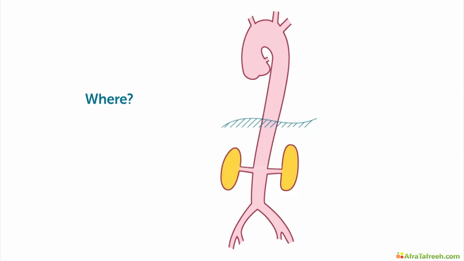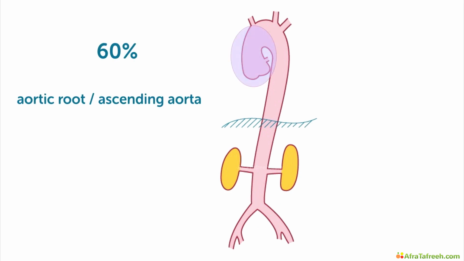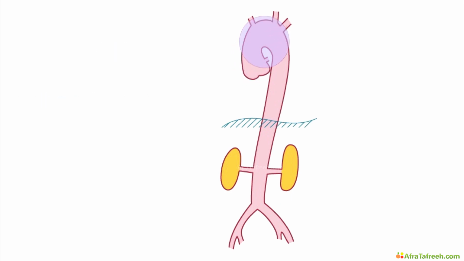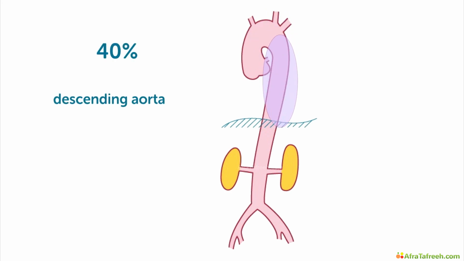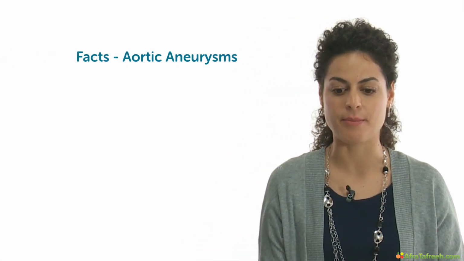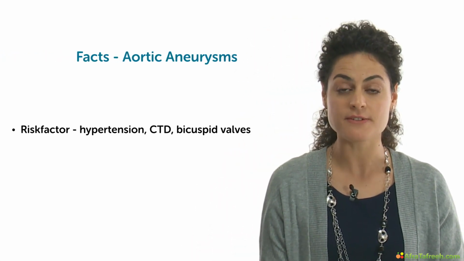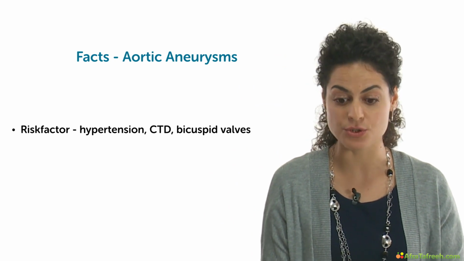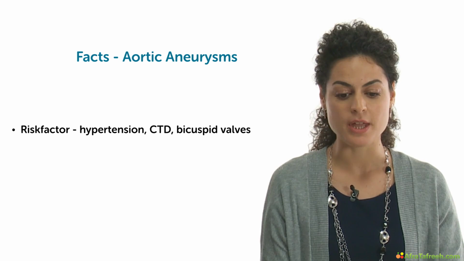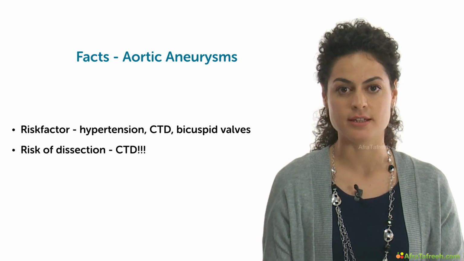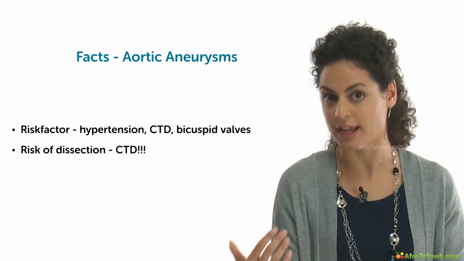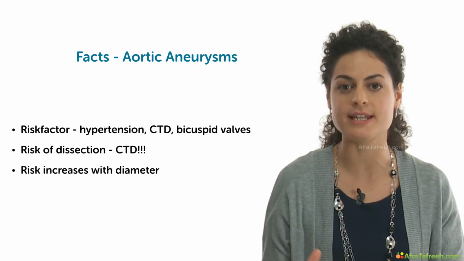Well, most of them are located in the aortic root and ascending aorta, so 60%, while 10% are in the aortic arch, 40% in the descending aorta, and 40% in the thoraco-abdominal portion. And here are some facts about aortic aneurysms. The risk factors are hypertension, connective tissue disease, or bicuspid valves. And the risk of dissection is really high when it's related to connective tissue disease and increases with the diameter.